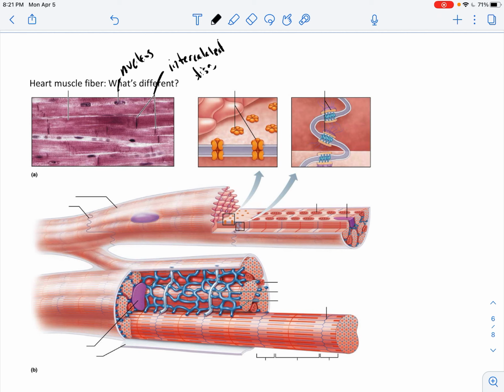I don't know why my pen is being so annoying. Might be time to change the tip again.